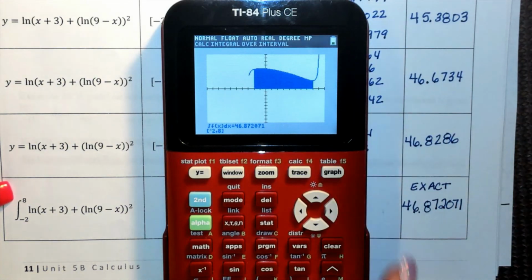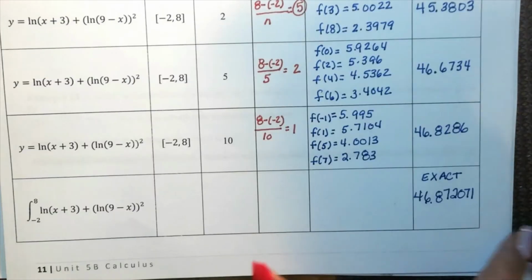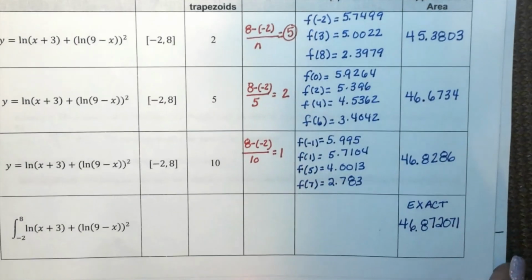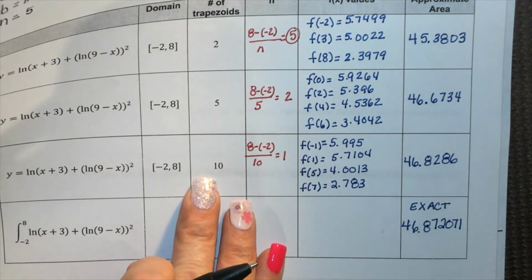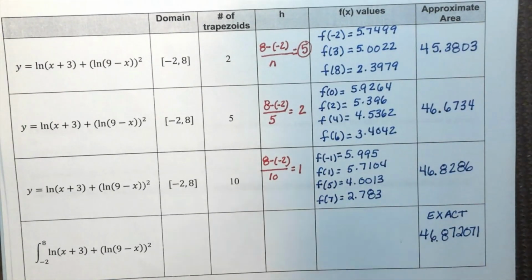This is the exact. The others were approximates. So you get the idea. The trapezoidal rule, the more trapezoids you have, the more accurate you are going to be. And I think that concludes the video on trapezoidal rule.